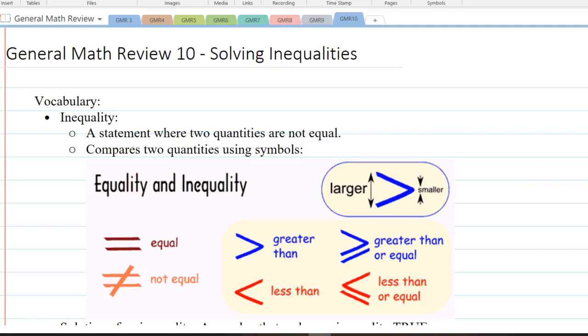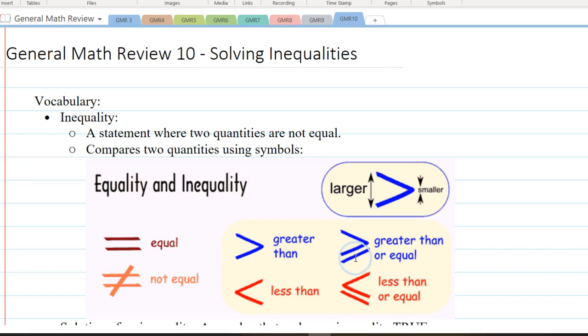Today we're going to review solving inequalities. What is an inequality? It's a statement where two quantities are not equal. They compare two quantities using symbols, the greater than or the less than symbol. Here I have a few different symbols. We have the equal sign, we have the not equal, we have the greater than, the less than.